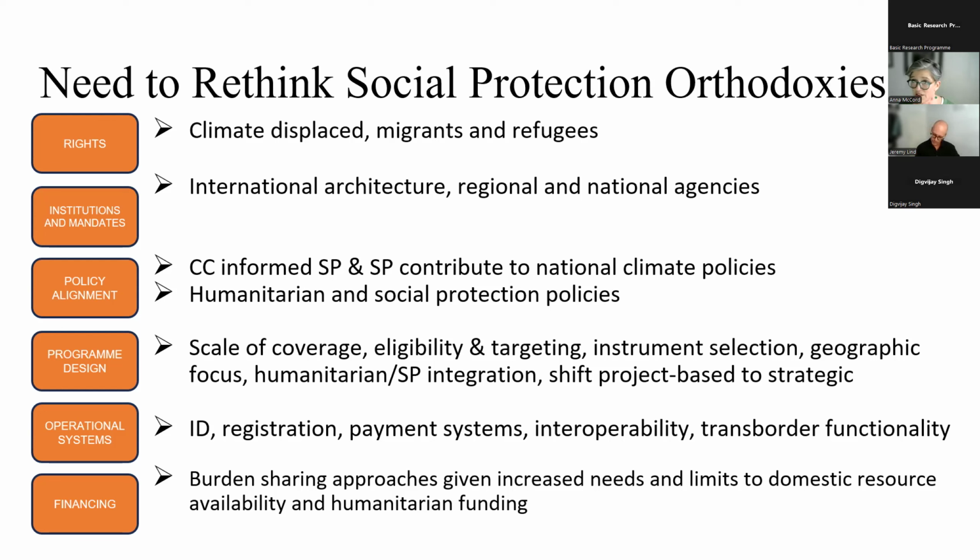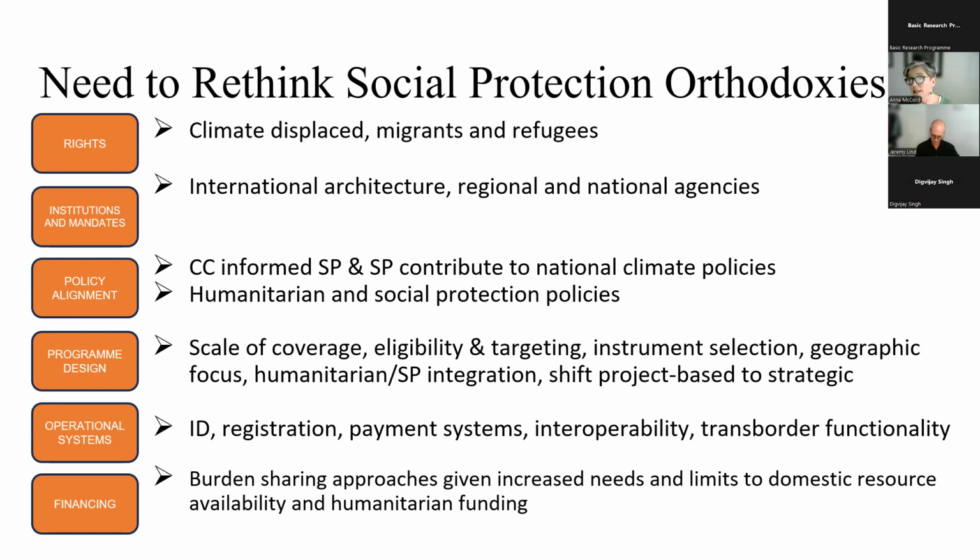Operational systems is the other key area. It's coming up so often now. It was clear during COVID, and it's clear that to respond to climate, we need to have strong basic ID, registration, payment systems. And the key thing here is that they need to be interoperable, and they need to enable trans-border provision, because in the future, we're going to be seeing a great deal more movement of populations, including transboundary challenges. So we need to really be looking at how operational systems can be activated and functional across borders.